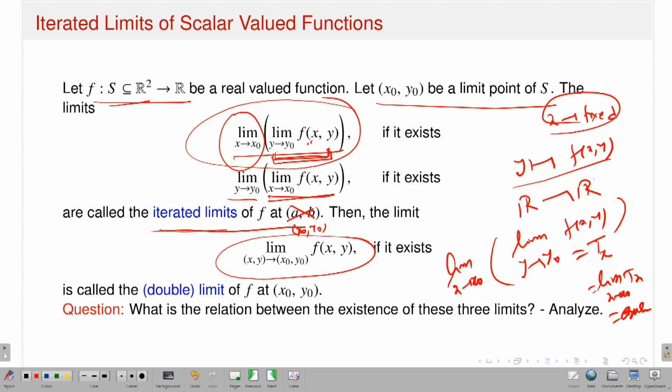So this is the existence of limit of a several variable function. That means if I have a function f from R2 to R, if this limit exists, then I will say that this is the double limit. So the limit I have already defined is called the double limit.